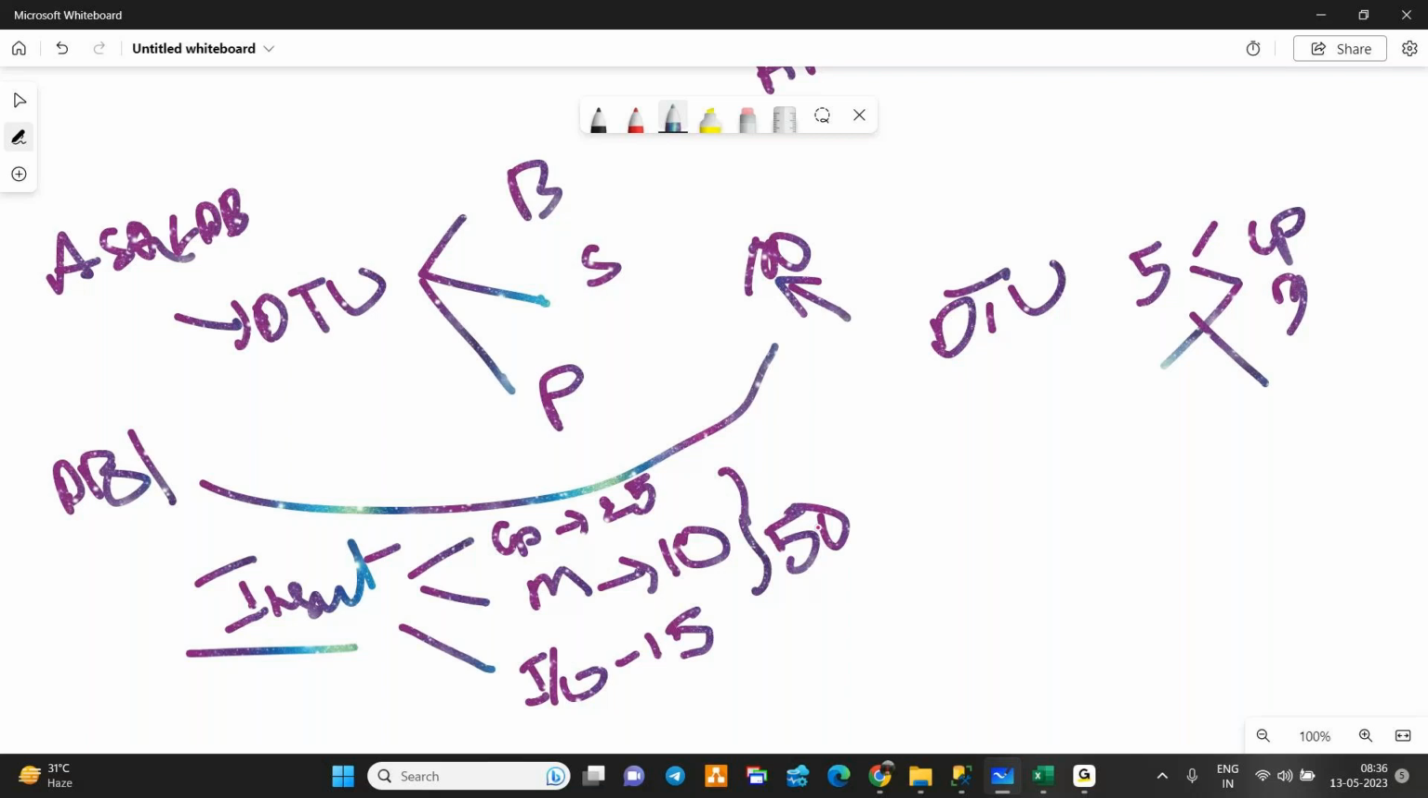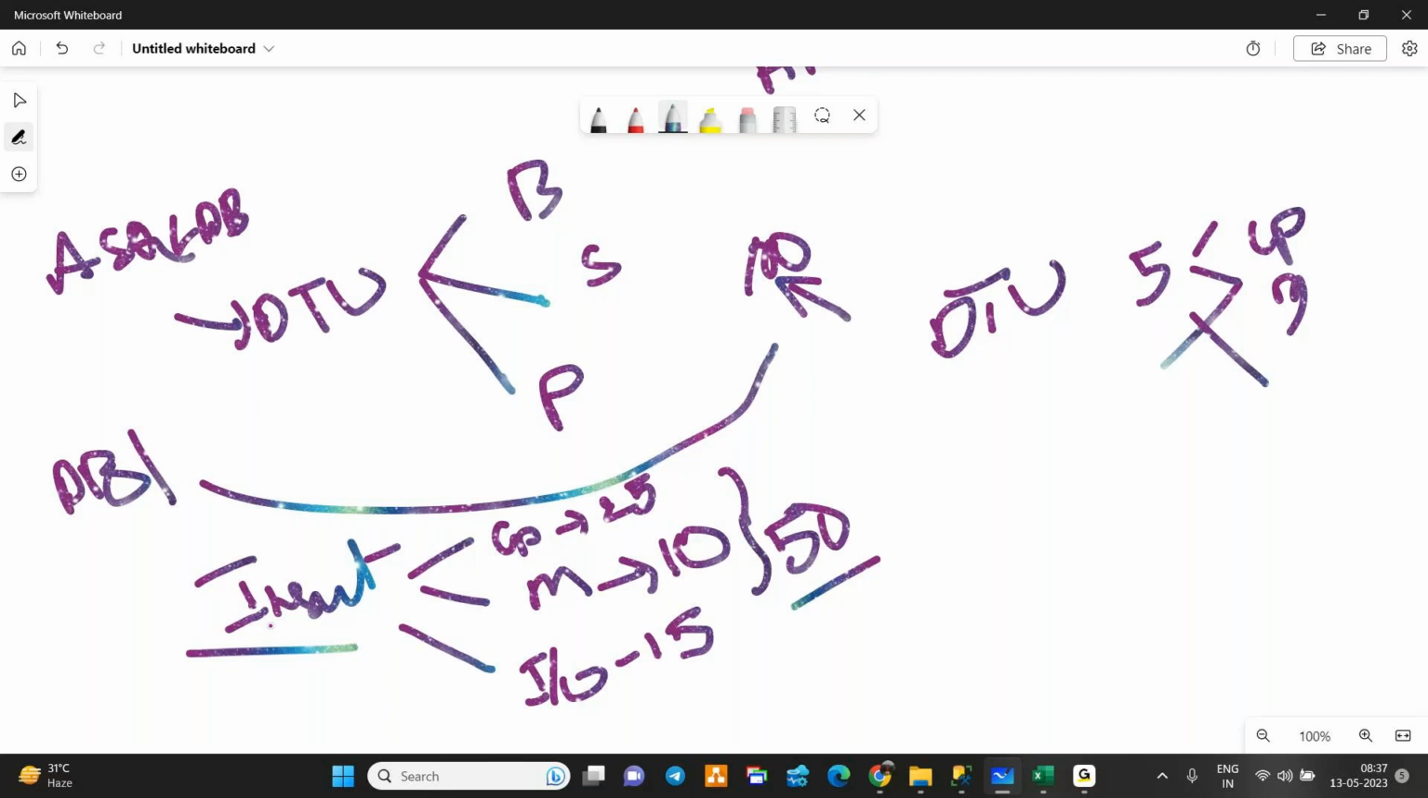So when you are performing an insert operation, it took 25 DTUs for CPU, 10 DTUs for memory, and 15 DTUs for IO. In total, 50 DTUs have been consumed to perform this insert operation.